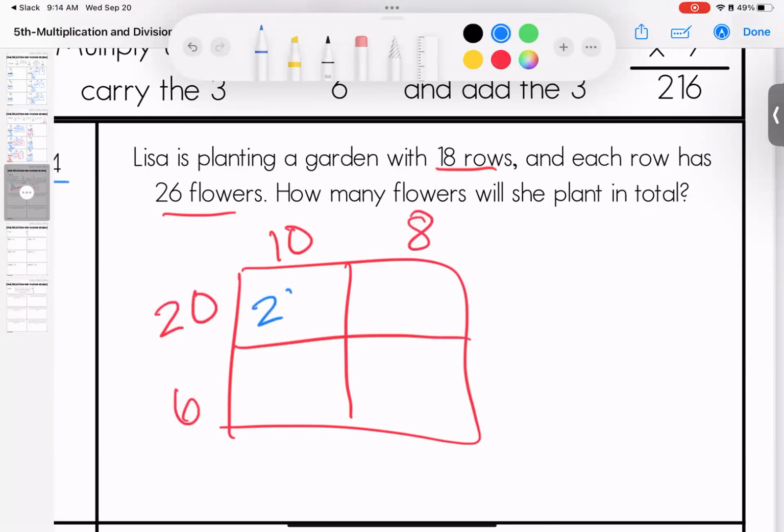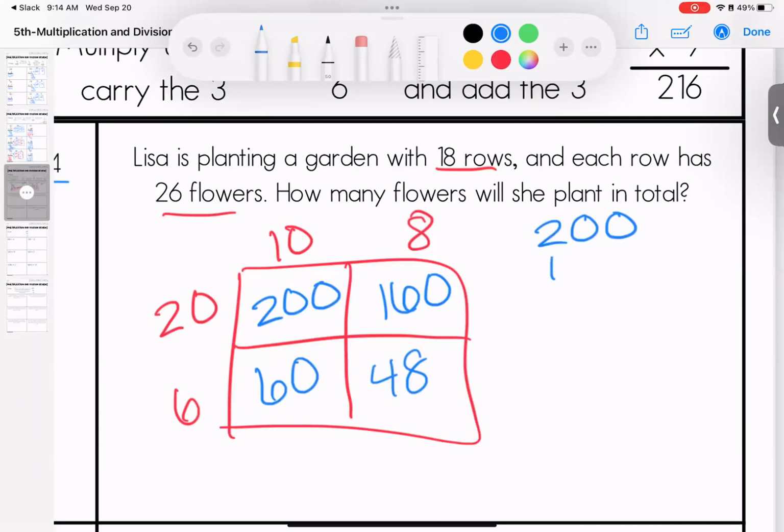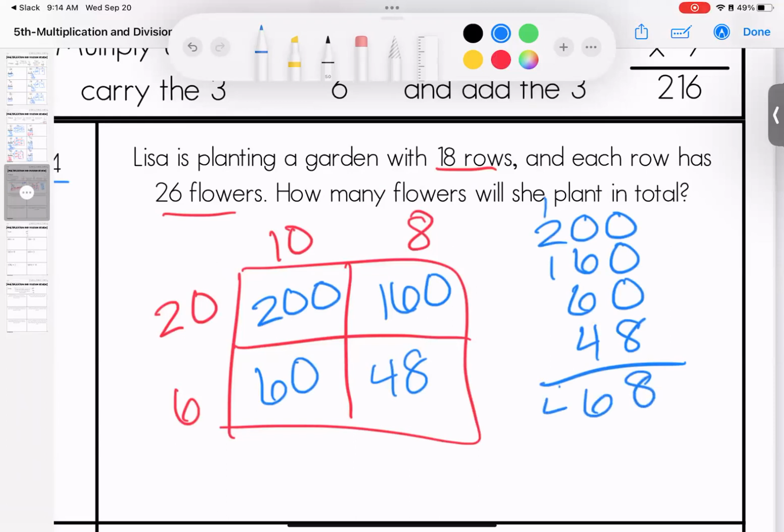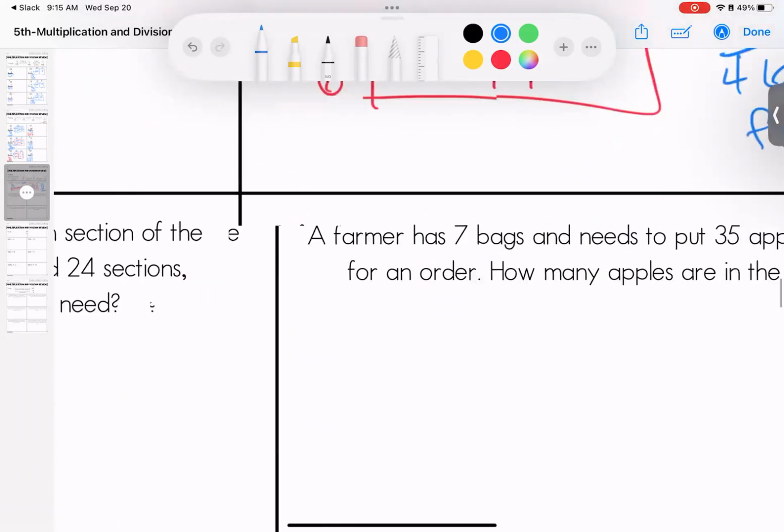2 times 1 is 2 with 2 zeros. 2 times 8, 16 with a 0. 6 times 1 is 6 with a 0. 6 times 8 is 48. I have 200, 160, 60, and 48. I have 8, 16, and 4. 468 flowers.